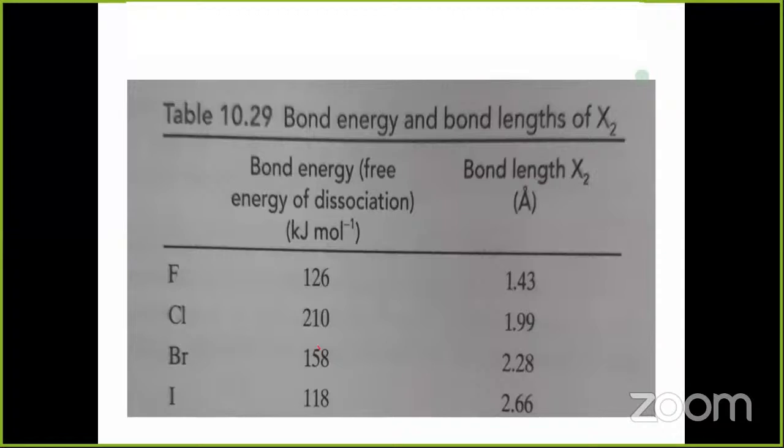In between fluorine atoms, there are lone pair repulsions. Around the fluorine there are 3 lone pairs, another fluorine having 3 lone pairs. So the 2 atoms are of nearest size, the atomic size is small, so with lone pair repulsions between them, the F-F bond naturally weakens. Since it weakens, ultimately the bond dissociation energy also decreases. That's why F2 shows 126 kilojoules. Right? Chlorine 210, bromine 158 and iodine 118. So out of the 4, chlorine halogen exhibits the highest bond energy or bond dissociation energy value, that is 210.